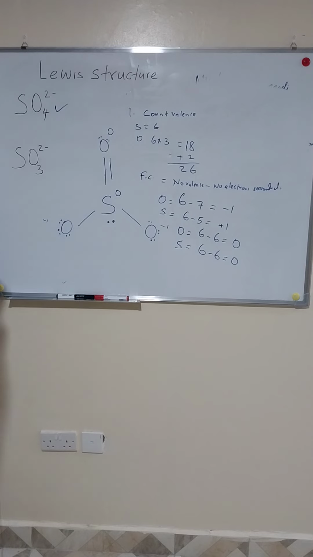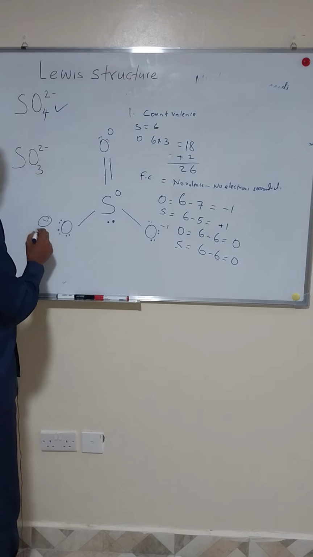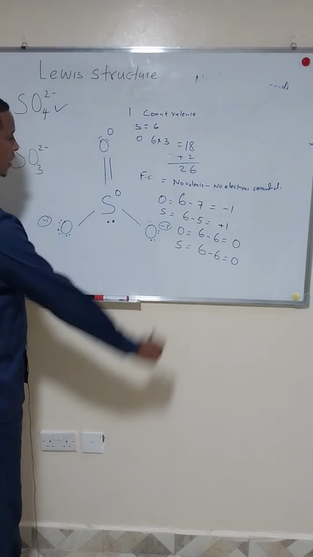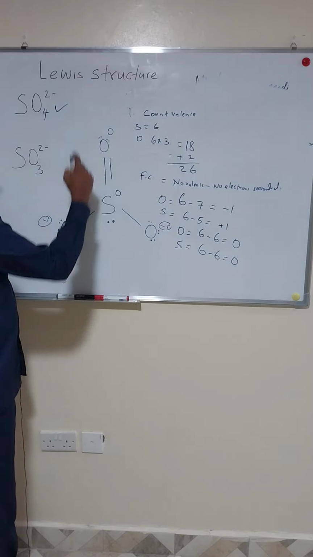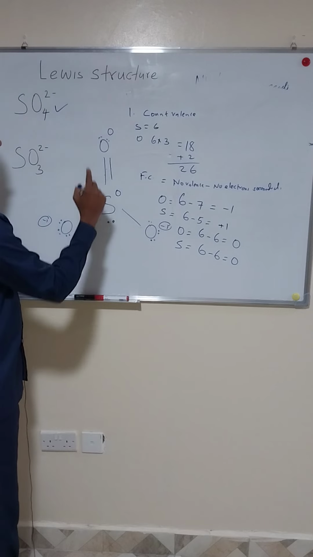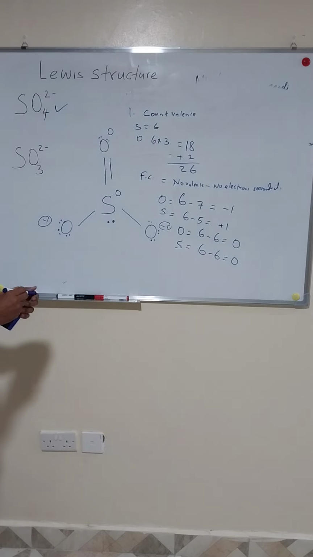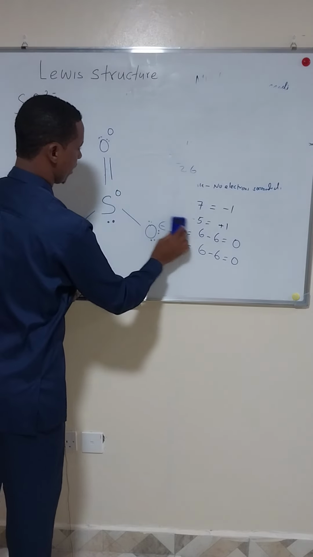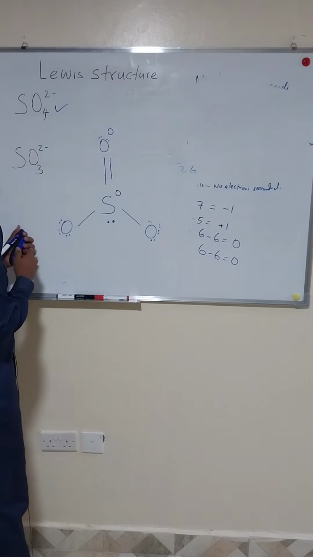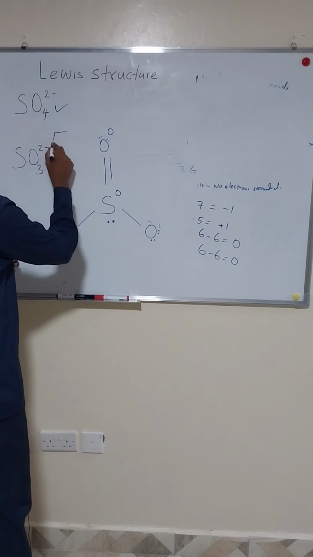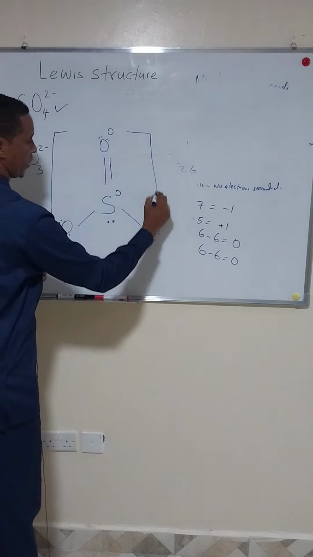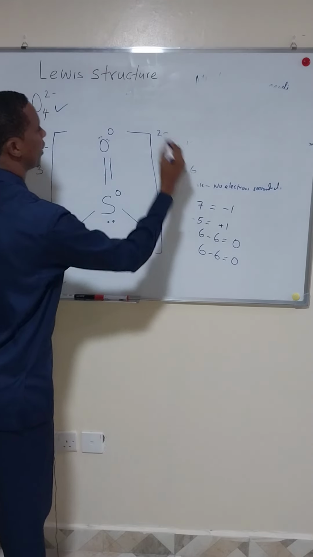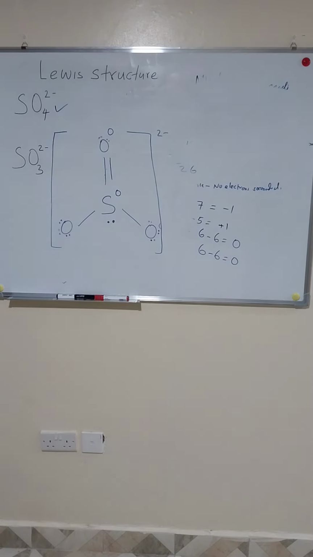So here now we have 2 oxygen atoms that have a formal charge of negative 1, and this oxygen atom has a formal charge of 0, and sulfur has a formal charge of 0. So you come now and place the negative charge like that. So that is the Lewis structure for sulfite ion.